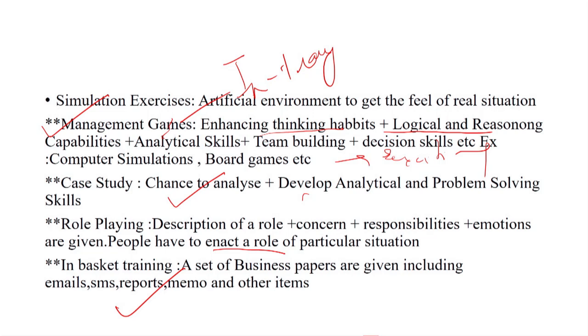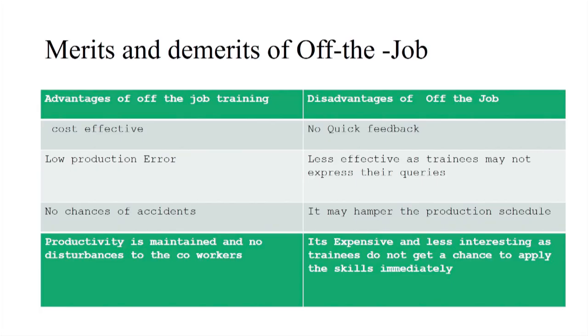And of course, my dear friends, you have to understand this is all within a stipulated time period. The decisions taken by the trainees are compared with one another, and then the trainees are provided with feedback on their performances. So these were the different off-the-job training methods.